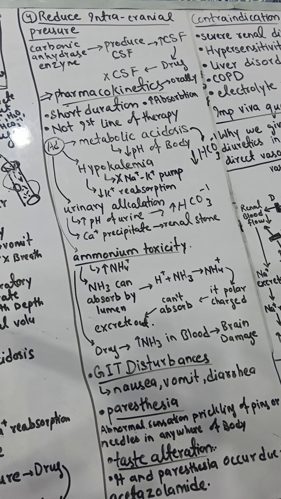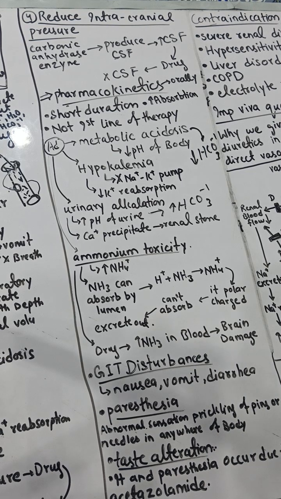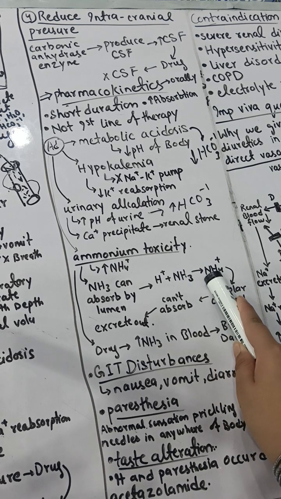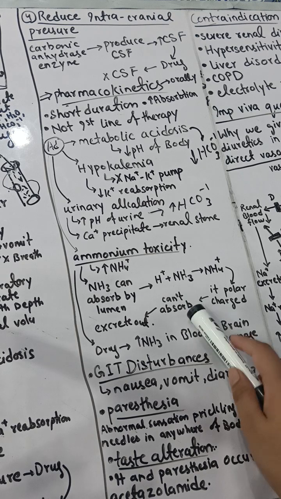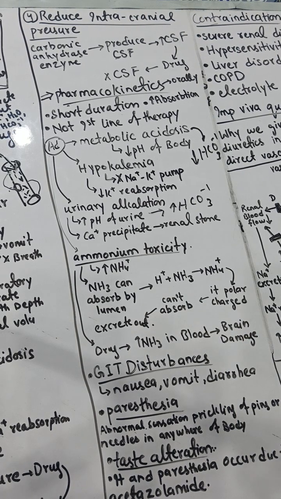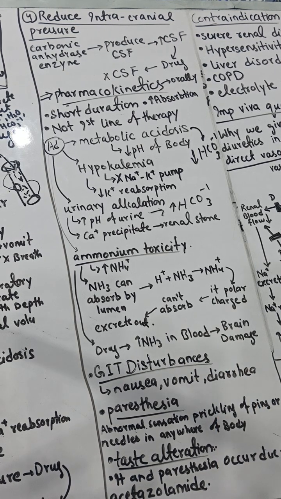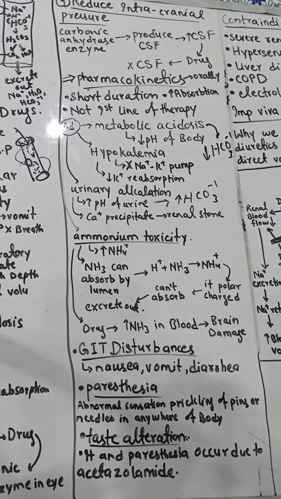It cannot be absorbed, as a result it is excreted out. But by giving this drug, this ammonia increases in the blood, because now it cannot combine with the hydrogen. It cannot form a charge, due to which this uncharged ammonia can be absorbed. As a result, it doesn't get excreted. It will move inside your blood and cause brain damage, because ammonia is a very dangerous chemical for your brain and for your other body parts.